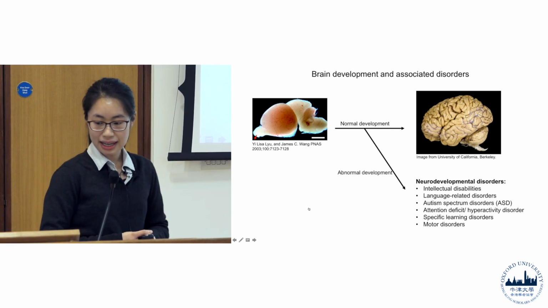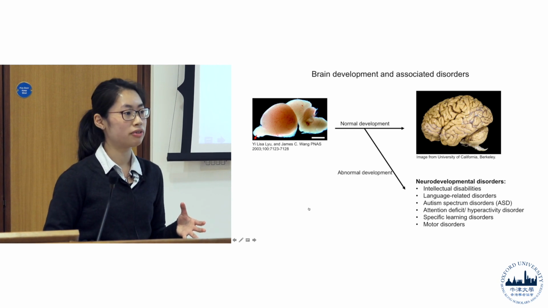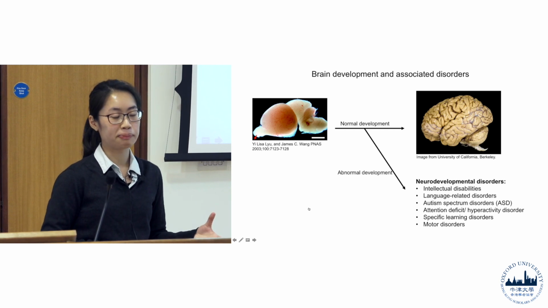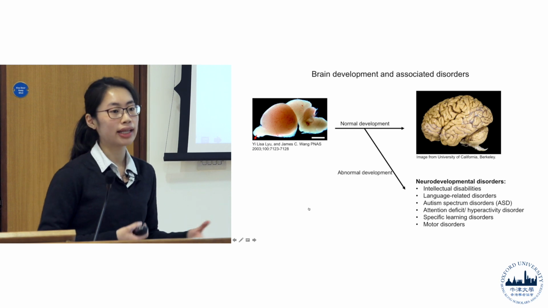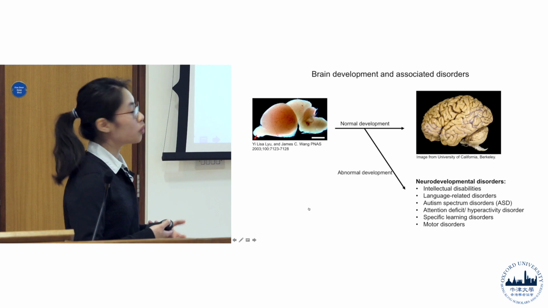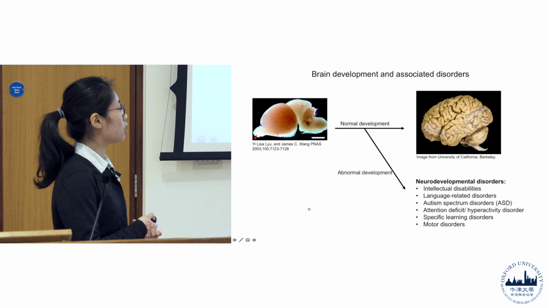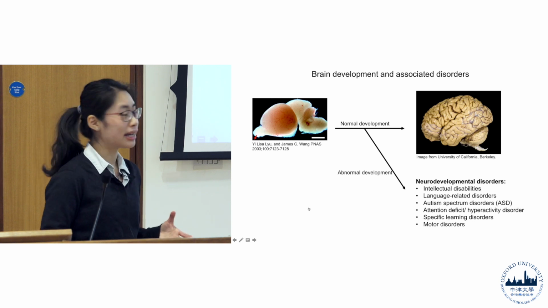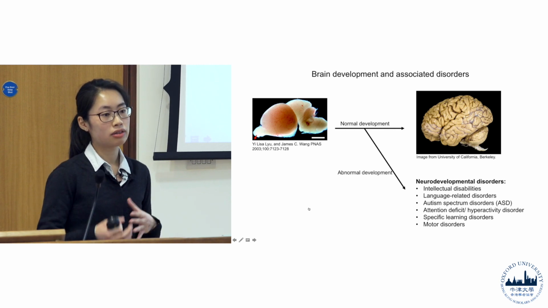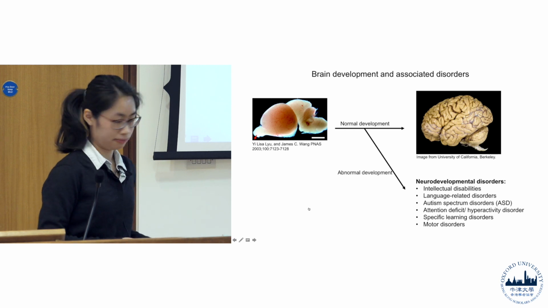These processes are under the control of a very sophisticated series of stages of genes and regulation, and when any of these processes go wrong, the brain development will be affected. And then when they are affected, it will give rise to a series of different developmental disorders. Those will affect our sensory function, our cognitive function, and also our motor movements.